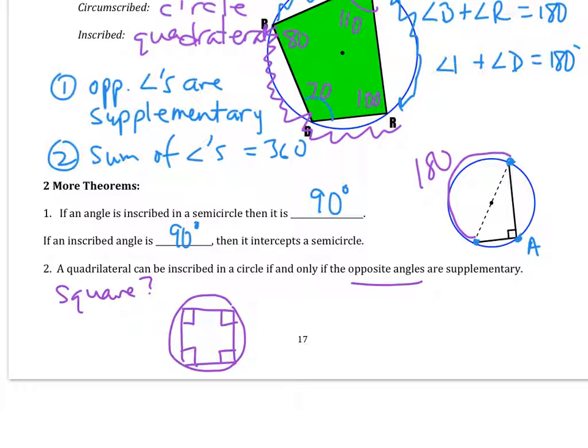Because remember, in a parallelogram, you might have a situation where it's like 100, 100, 80, and 80. The opposite angles are equal to each other. Are they necessarily supplementary? No. Okay? So think about that. Not all quadrilaterals are going to be inscribed in a circle. Okay? Only some of them, and it's based upon their properties.